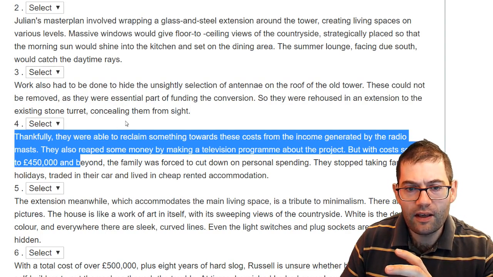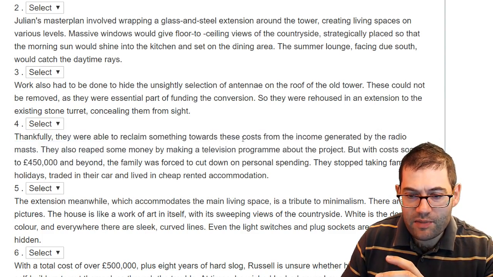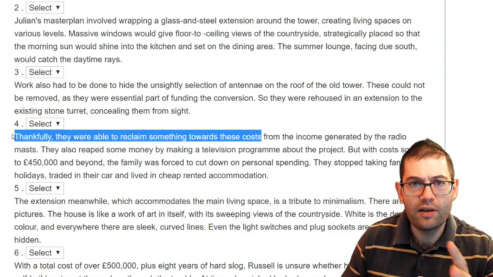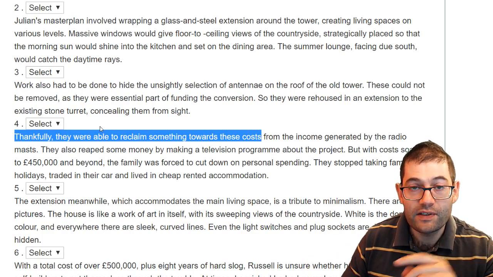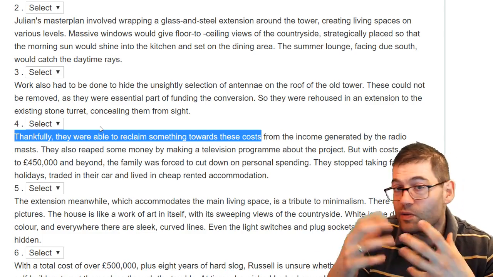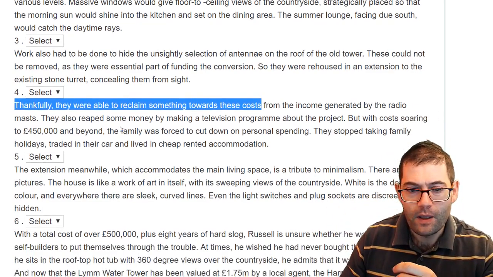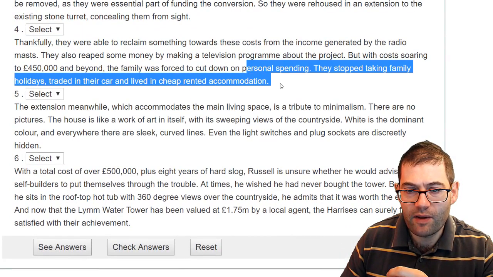So you would think about maybe... and it says here, thankfully they were able to reclaim something towards these costs. So the idea is that there's a problem with money. So you might expect that this paragraph has got that discussion with money, problems to do with money, continuing work, something like that. And so for number 5, we've got here, they stopped taking family holidays.